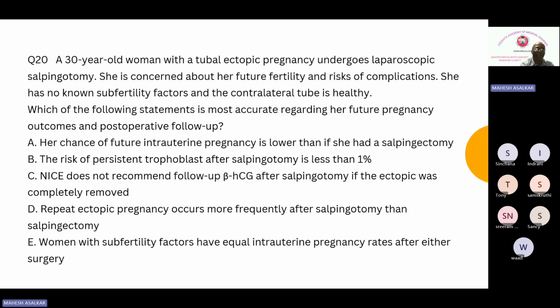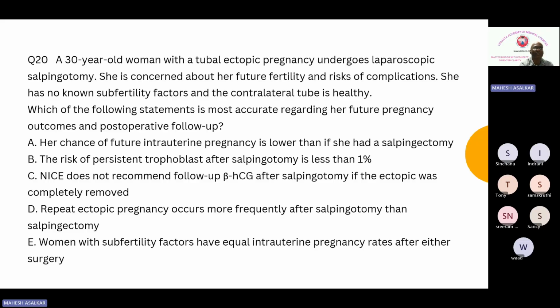Women with subfertility factors have equal intrauterine pregnancy rates after this surgery, whatever the surgery you do. No, see, they have subfertility factors. So in subfertility factors, salpingostomy is better than salpingectomy. Okay, you got it. That is why this is not the correct answer.